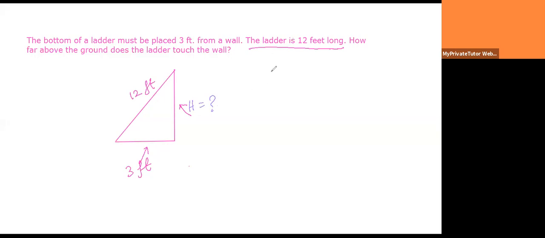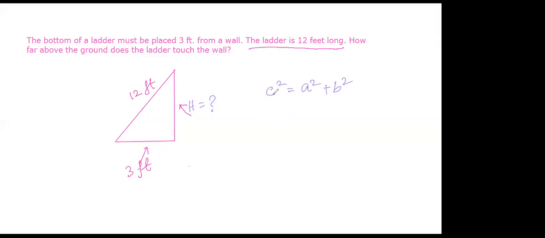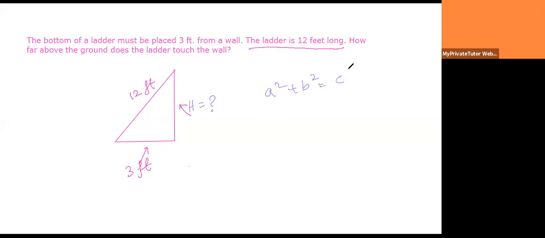Let's see. So c square equals a square plus b square. So that's okay. What is given? 3 square plus height square equals 12 square. 9 plus h square equals 144. h square equals 144 minus 9. Take away this one. How much?